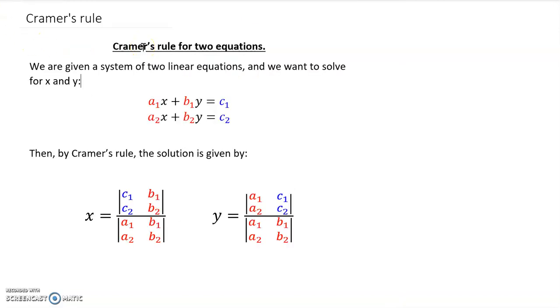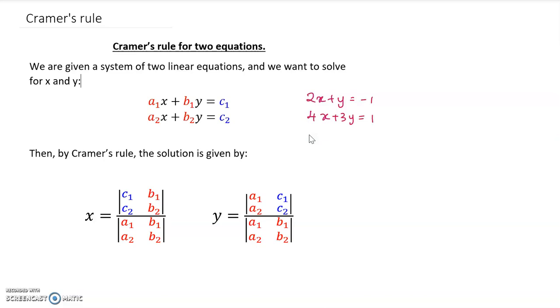This is Cramer's rule. Let's say we have a system of two linear equations and we want to solve for x and y. So you have a1x plus b1y equals c1, a2x plus b2y equals c2. For example, you could have 2x plus y equals -1, and then 4x plus 3y equals 1. This is what you had before in 1693.